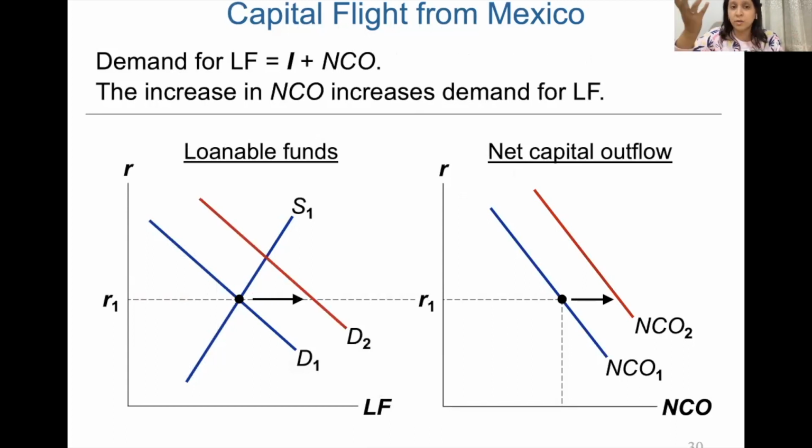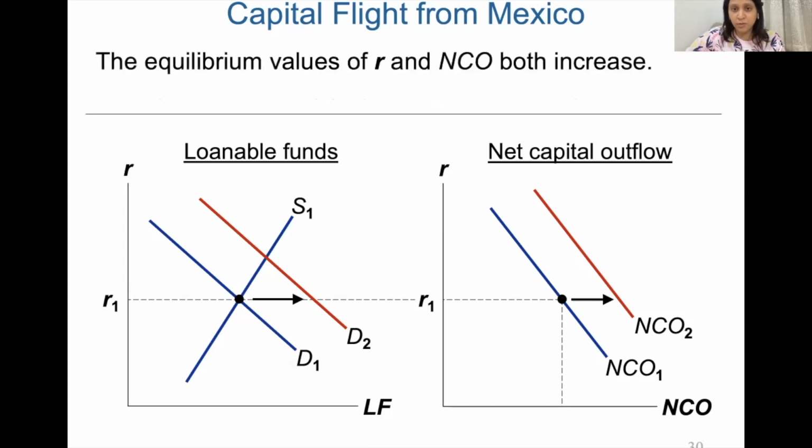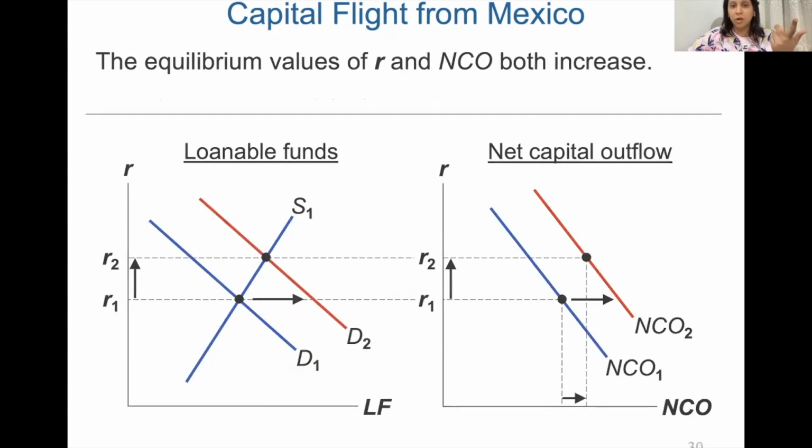And when it shifts towards the right, your demand curve will also shift upwards, because what is essentially the demand curve? It's NCO plus I, the loanable funds demand. So both these curves will shift upwards. Because of this, to restore equilibrium, your interest rate, as seen through both the diagrams, is going to increase. That is why R1 moves to R2.